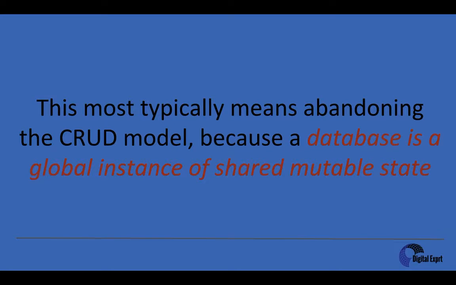Unfortunately, this most typically means that we are now being forced to abandon the good old familiar CRUD model: create, read, update, delete, which is ingrained into so many developers' practices. The reason we need to abandon the CRUD model is because it relies on a database, and a database is a global instance of shared mutable state, where many processes are accessing that same state, which is mutable. And therein lies the problem of non-deterministic behavior.